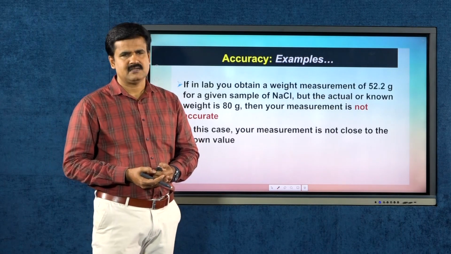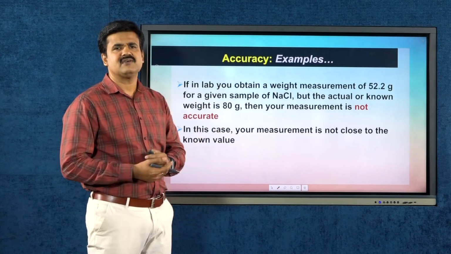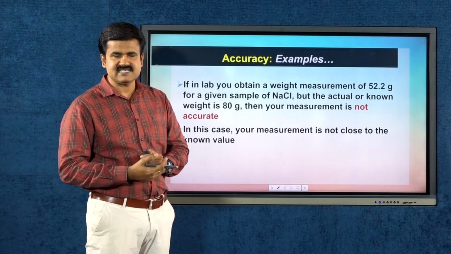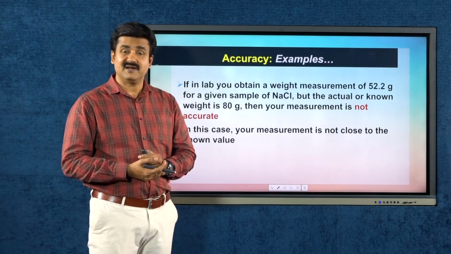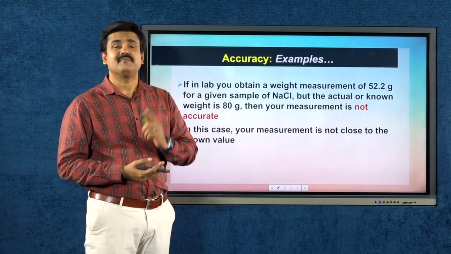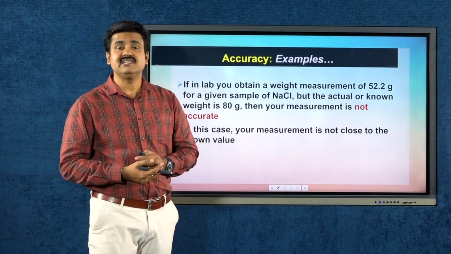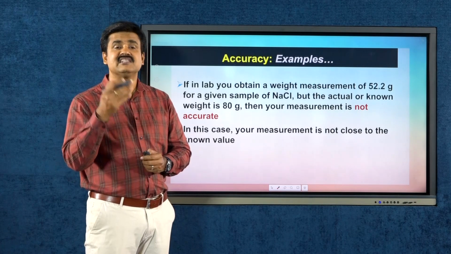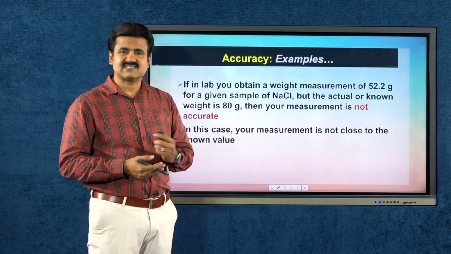Another example for accuracy. Consider a situation in a laboratory where you obtain some weight measurements. You are provided with a sample of NaCl. You took the weight in an analytical balance, and you got the weight as 52.2 gram. This is the observed weight. But the actual weight given here is 80 gram. Then you can say that your measurement is not accurate. Why is your measurement not accurate? See the difference between 80 and 52.2. That difference is huge. The deviation of the observed value from the true value is very high. In this case, your measurement is not close to the known value, such that your measurement is inaccurate, or simply not accurate.